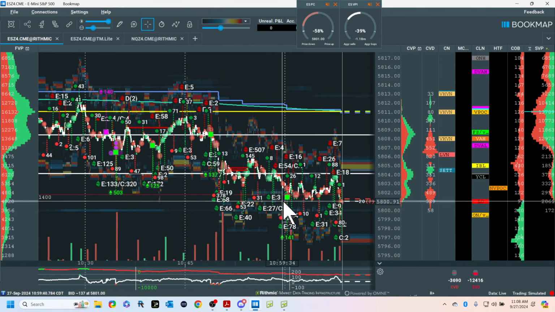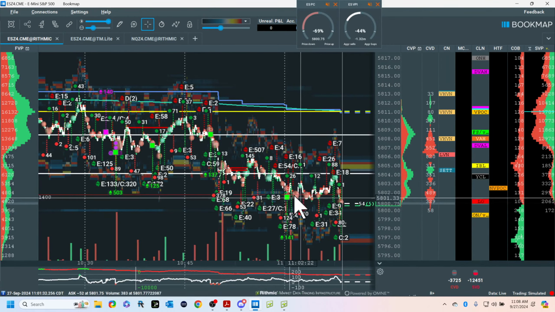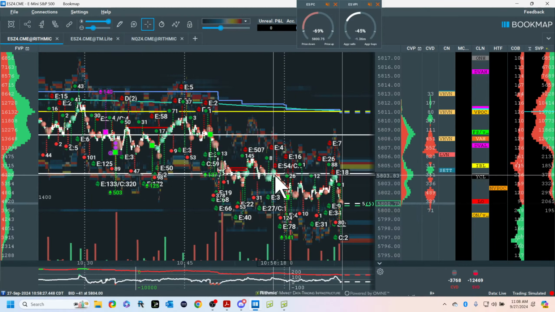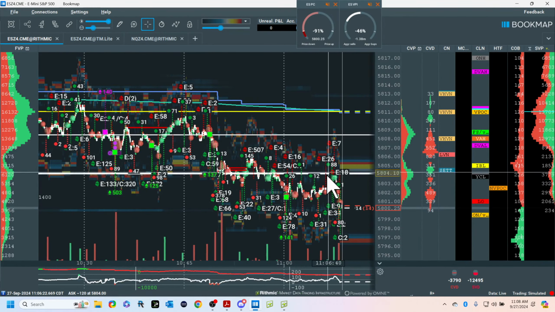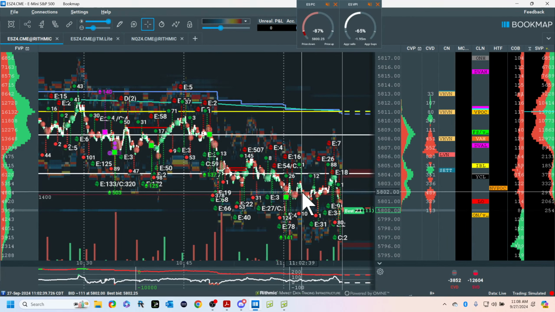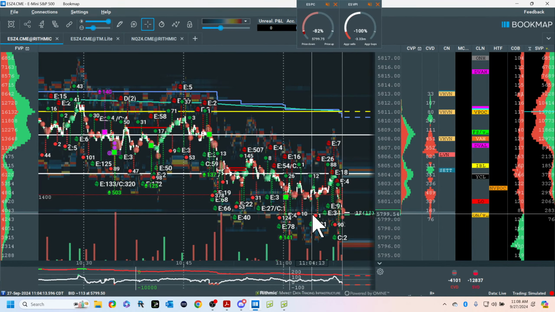So this is where the buyers were. This is where the selling volume was. That's why this is resistance. This is support right there. And I am now flat.